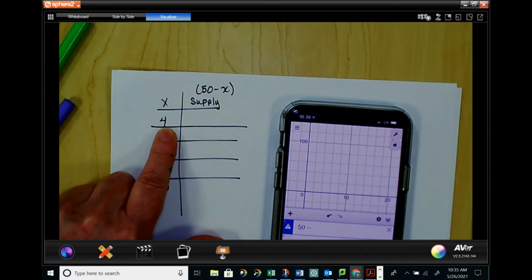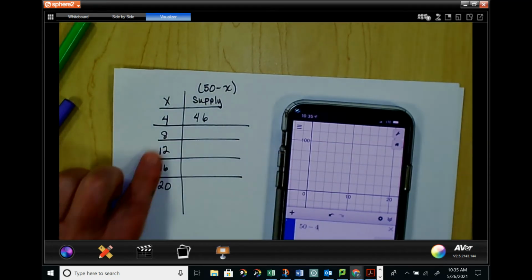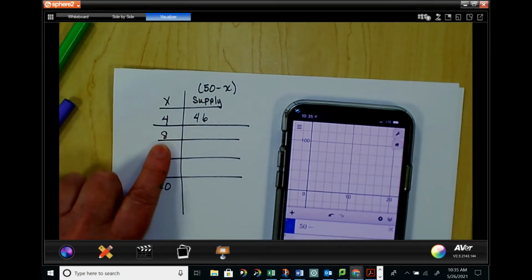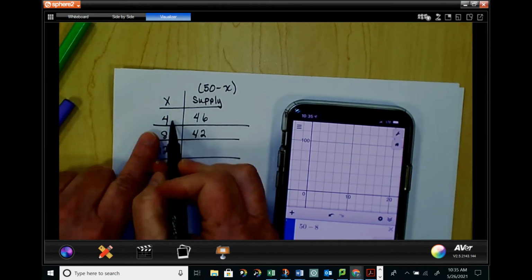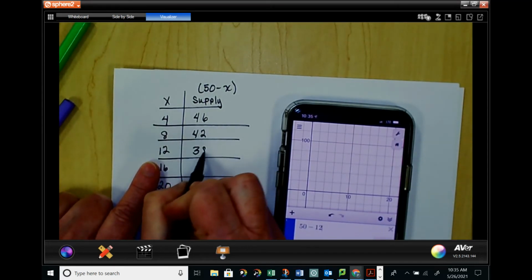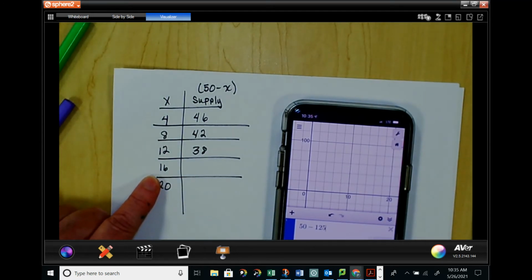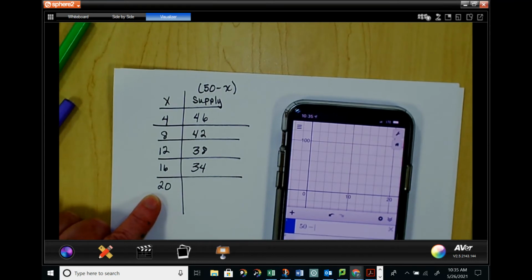minus 4, because x is 4, and I get 46. Then I'm going to change my 4 to an 8, and I get 42, because 50 minus 8 is 42. It's okay to use your friend. And then 50 minus 12, 38. And then 50 minus 16 ends up being 34. And then minus 20 ends up being 30.